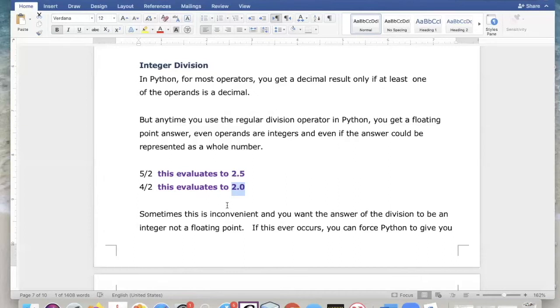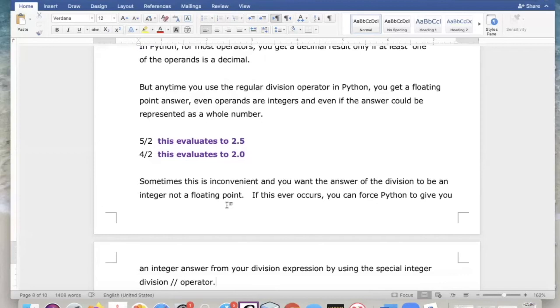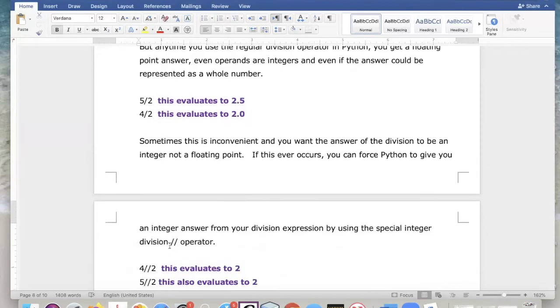Usually that's great, and that's the kind of answer that we want, but sometimes it's inconvenient and you want the division operator to give you an integer answer, not a floating point answer. If that ever occurs, you can force Python to give you an integer answer instead of a decimal answer using the integer division operator. It is 2 division operators right next to each other. So for integer division, 4 divided by 2 is going to evaluate to 2, not 2.0. And 5 integer division 2 also evaluates to 2.